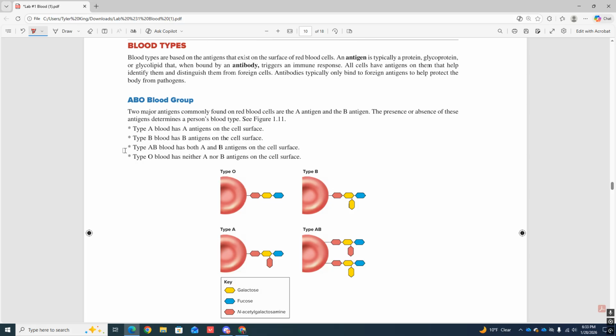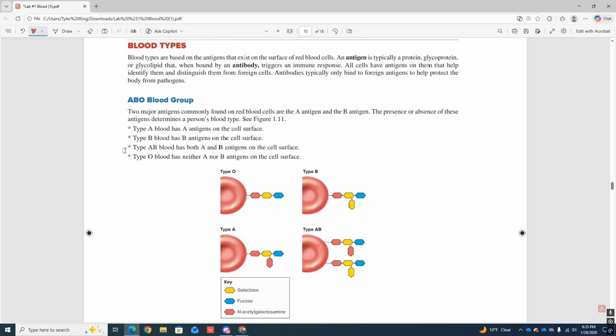Then we have our other 2 kind of special blood types here. Type AB blood has both A and B antigens on the cell surface. So this is a team that has learned to coexist. Type A and type B have learned to coexist together, which is why they're called type AB.